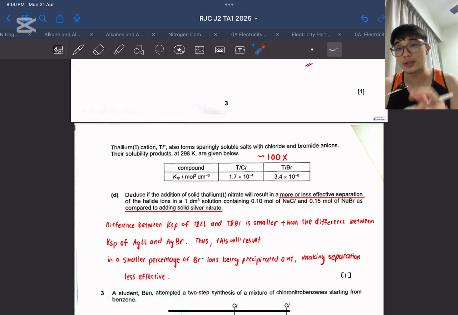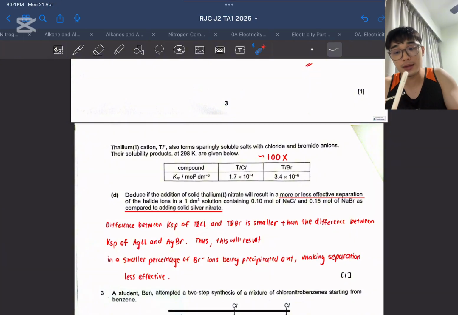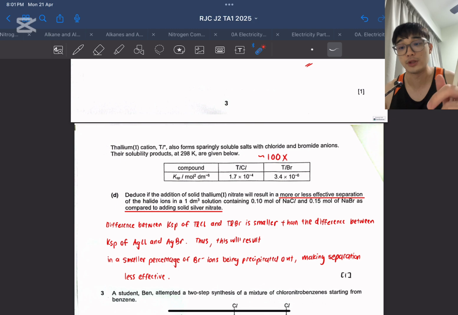How do we put it into words? It's all about the difference in magnitude. The difference between the Ksp of thallium chloride and thallium bromide is smaller than the difference between that of AgCl and AgBr. 100 times versus 1,000 times. This will result in a smaller percentage of Br minus ions being precipitated out. So that's why the separation is less effective. It might be only 1 mark, but this is how much you need to write for this 1 mark.